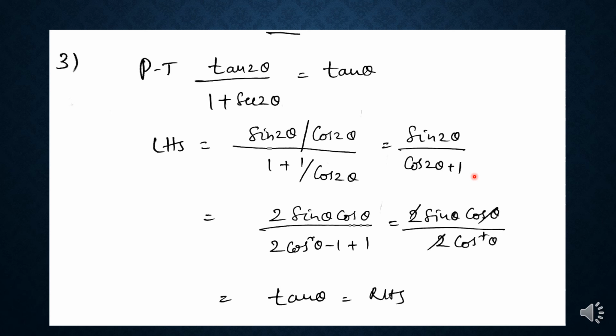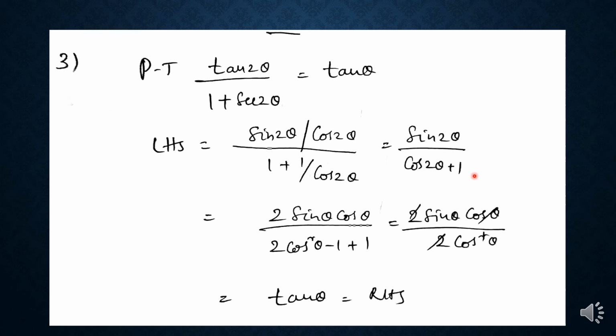Next problem. Prove that tan 2 theta by 1 plus secant 2 theta is equal to tan theta. So for secant 2 theta we have no formula. So we can convert secant 2 theta into cos 2 theta. That is secant theta is 1 by cos theta. So secant 2 theta can be written as 1 by cos 2 theta. Here we can convert tan 2 theta also in terms of sin and cos. So the problem will be simplified.